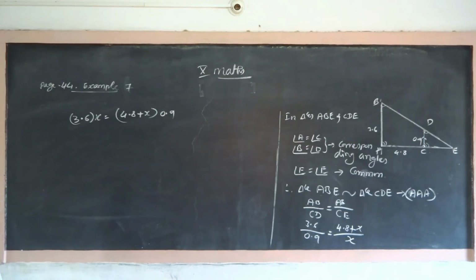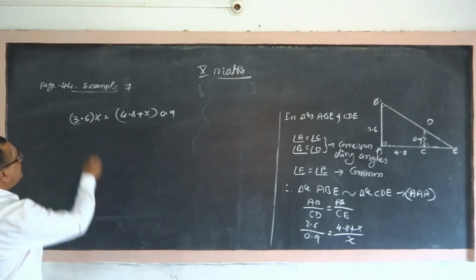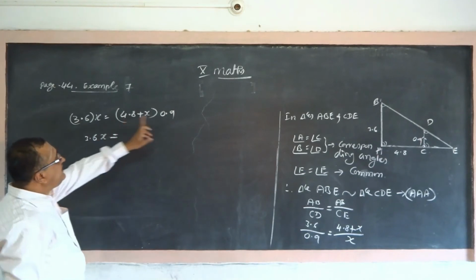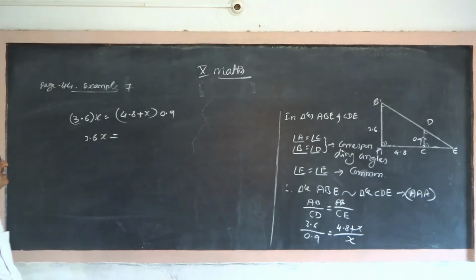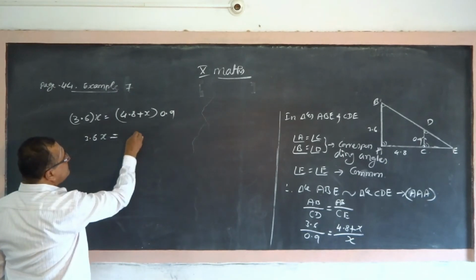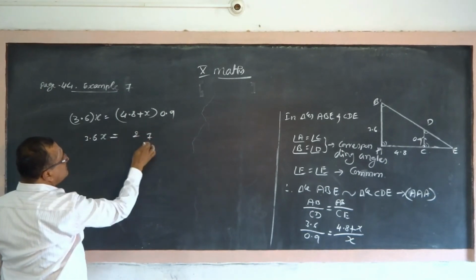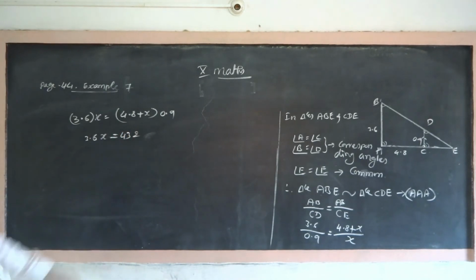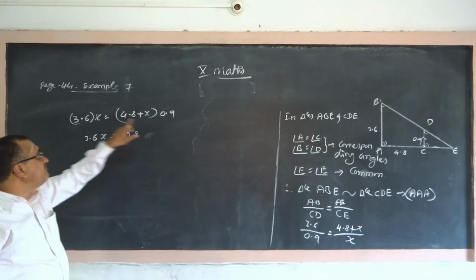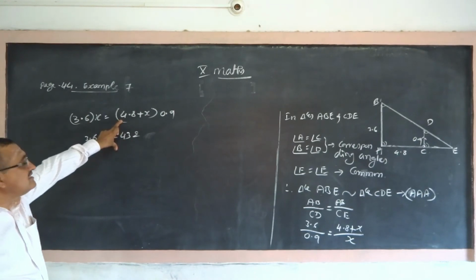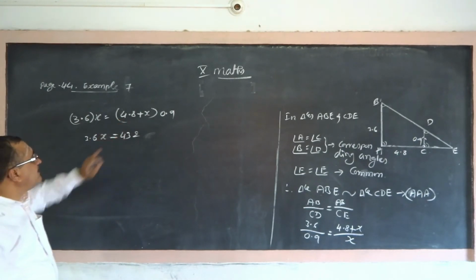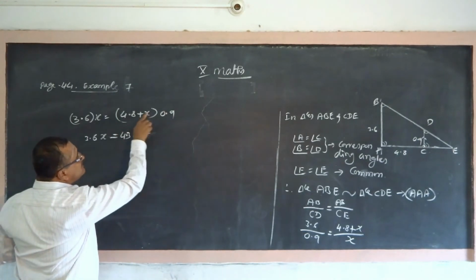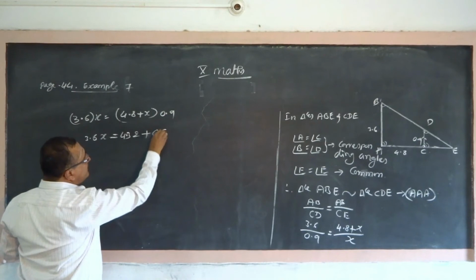Multiplying this, 3.6 x is equal to 4.8 into 0.9. How much? 9 8s are 72, 2 carry 7, 9 4s are 36, 36 plus 7, how much? 43. Keep the decimal, 4.32 plus 0.9 into x, 0.9x.